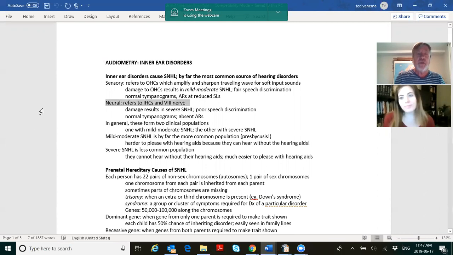All right, here, neural refers to inner hair cells and the eighth nerve, and damage to them results in a severe sensory neural loss and poor speech discrimination. In other words, if you're talking to that person at his or her most comfortable loudness level, let's say they find a certain level that's, okay, yep, that sounds perfect. If I was listening to a radio like that, that's where I'd turn my radio. That's my most comfortable loudness level. Remember, that's one of the parts of speech testing. You want to find out what's the most comfortable loudness level.